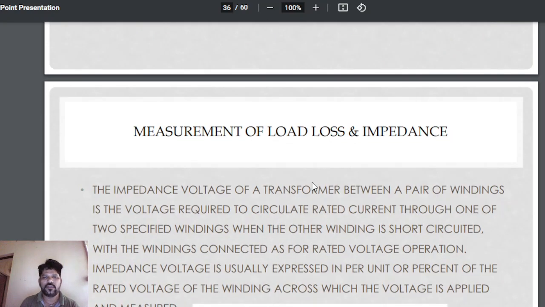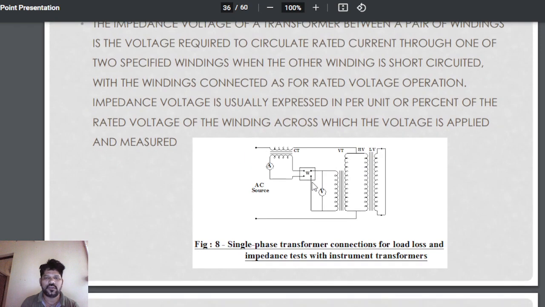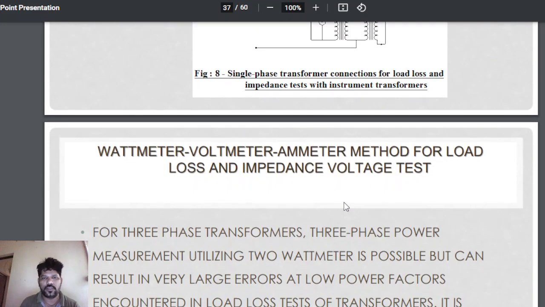Again, a load loss and impedance test we will do. Next, measurement of load loss and impedance test; how it will be performed you can see here. We will use one current transformer and a voltage transformer on the HV side. This is the LV side. There is a wattmeter here, and we'll provide the AC source to the transformer, take these readings, and find the impedance.